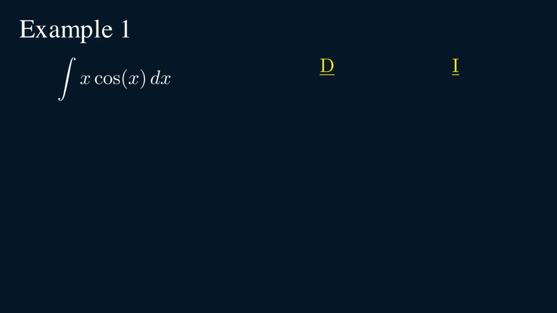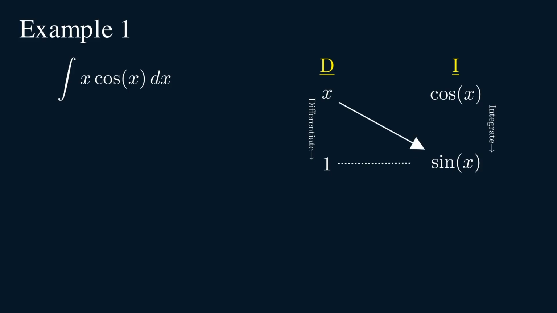Now, let's walk through some examples to clarify the tabular approach to integration by parts. We'll start by integrating the product x times cosine of x. Use x as u, and place it in the first column for differentiation. Use cosine of x as v prime and place it in the second column for integration. The derivative of x is 1, and an antiderivative of cosine of x is sine of x. The two parts of the integral are indicated by the arrows, with alternating signs, plus for the first part, and minus for the second.